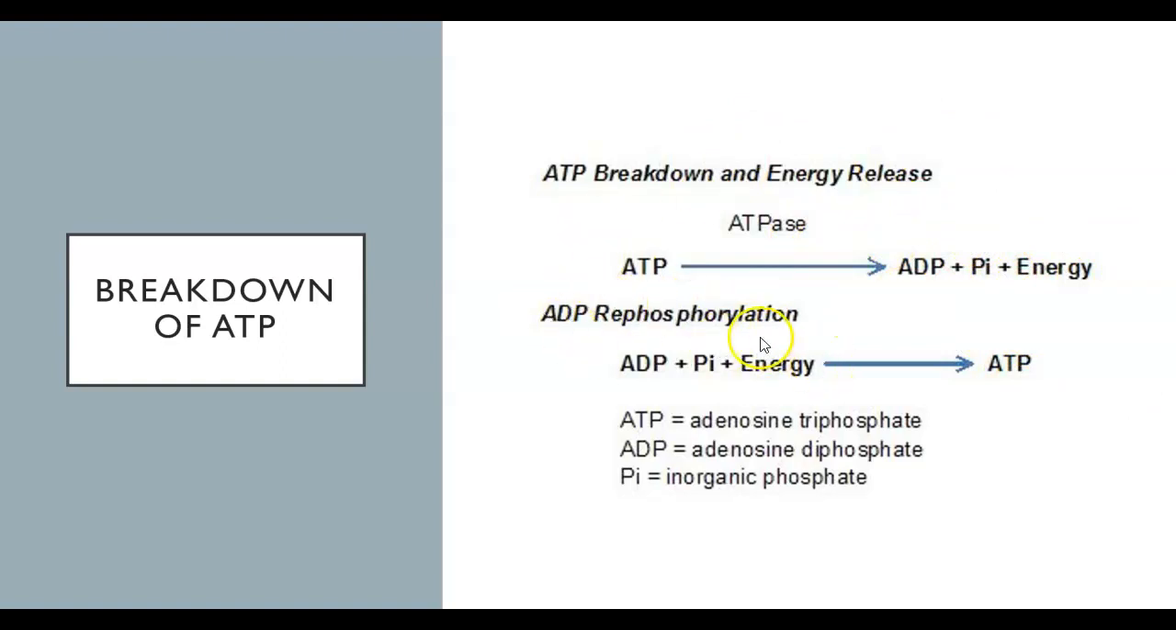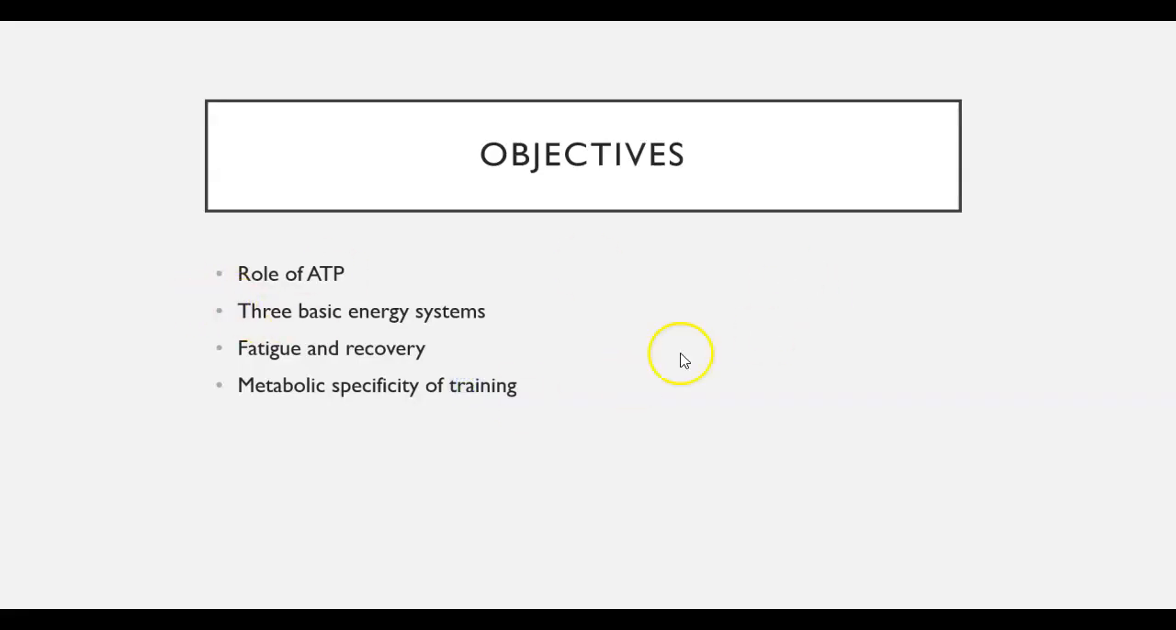And then when it's rephosphorylated, which means how does ADP turn into ATP? Well, it needs energy, and it needs an inorganic phosphate. And this is just the cycle. ATP is broken down to yield energy. Energy is used to reform ATP. Okay, so again, we need ATP for movement to happen. You need it. It's one of your basic energy sources.